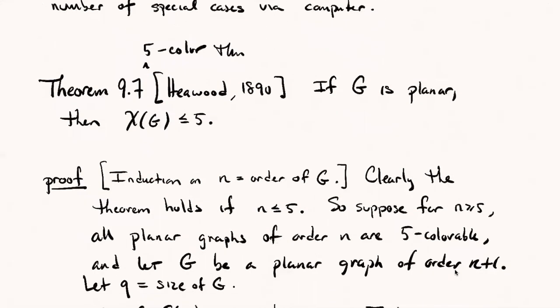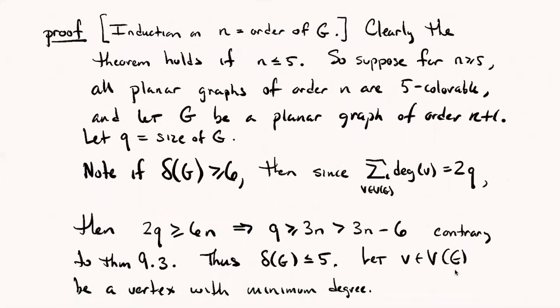Okay, so we're going to proceed by induction on the order of G. And the base cases, well, you can take just one of them if you want, but the theorem is clearly true if the graph has order less than or equal to 5. If you give me a planar graph that has no more than 5 vertices and I can't 5-color it, then I have a big problem. So the induction hypothesis is that for some n that's at least 5, all planar graphs of order n are 5-colorable. Okay, that's my induction hypothesis. It's something I'm assuming.